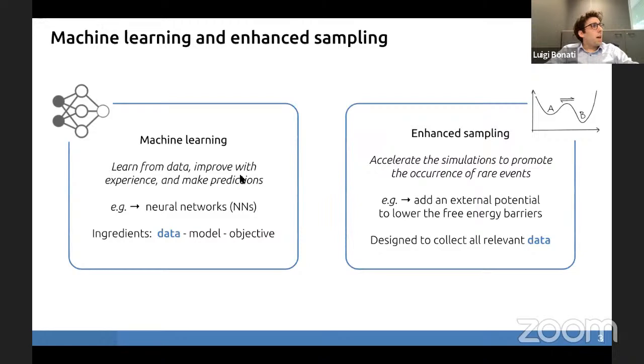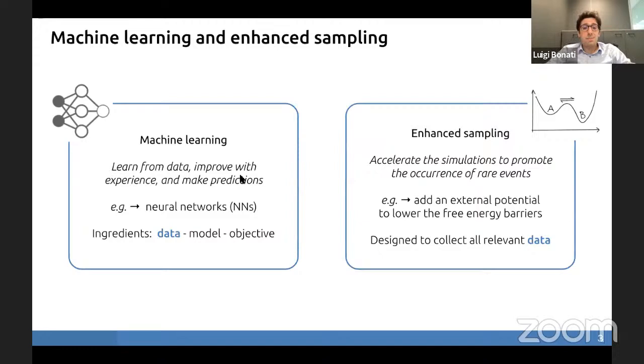One notable example, of course, are neural networks, which have the nice property of being universal interpolators, so they can represent functions of many inputs and many outputs with arbitrary accuracy. But these are just one aspect of a machine learning approach, which is the model. The other two important ingredients are the data from which we want to learn and the objective.